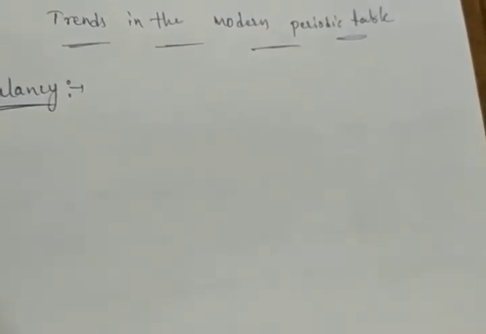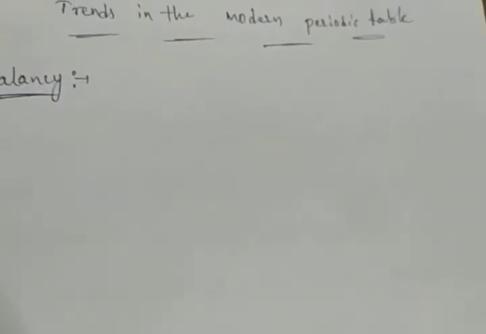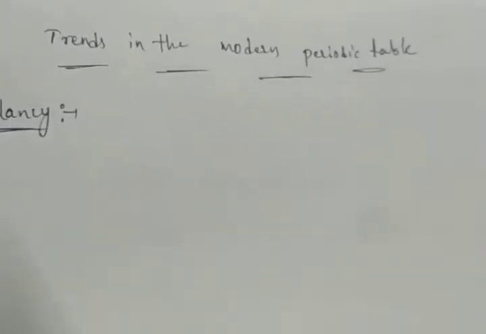How does the valency vary in a period on going from left to right, and how does the valency vary on going down in a group? Already in the last class we discussed this. In the group there is no change in valency. Why? Because if we take the first group, second group or third group, the valency electrons are the same in the group. But in the period, from left to right, the number of valence electrons will change.